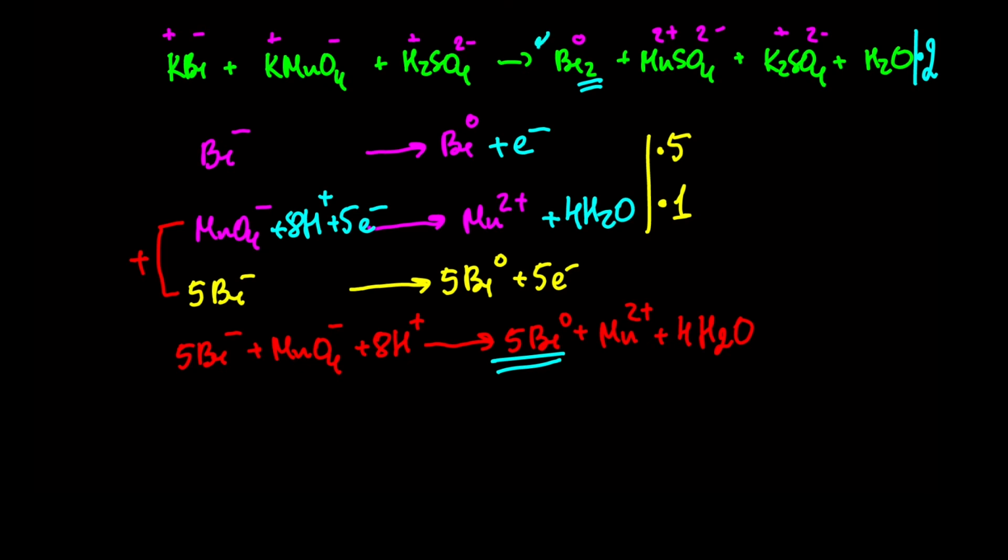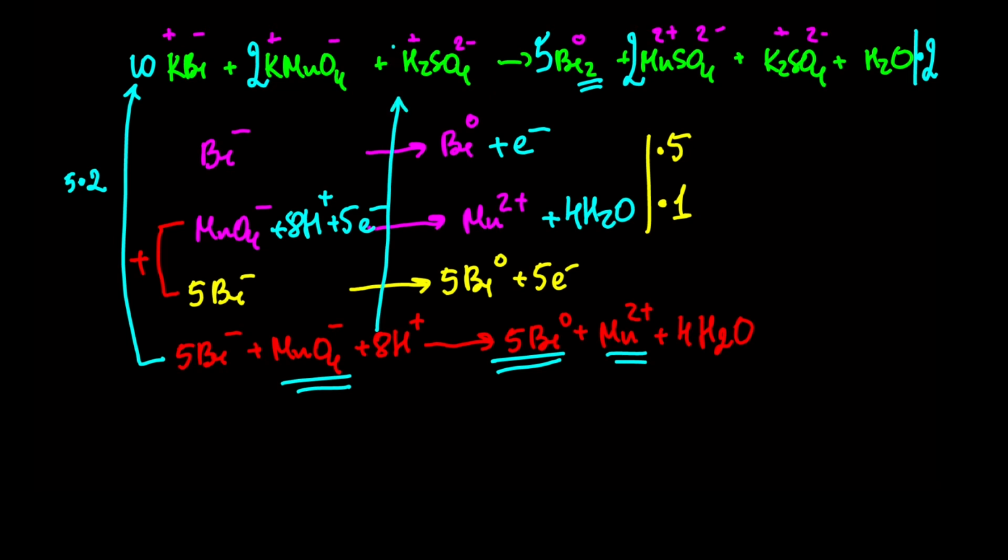So we have 5Br2, and in front of Br-, we write 10 and not 5. The same goes for MnO4- and Mn2+. Instead of 1, we use the coefficient 2. In front of sulfuric acid should be 8, because we already have 2 H+ ions in the compound. And lastly, in front of the water, we write 8 as well.